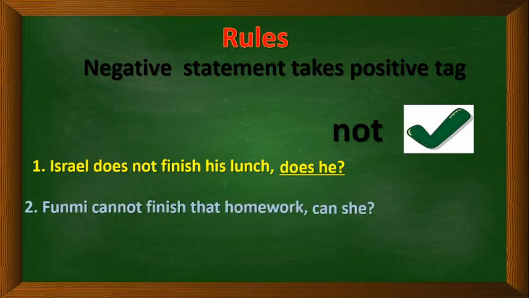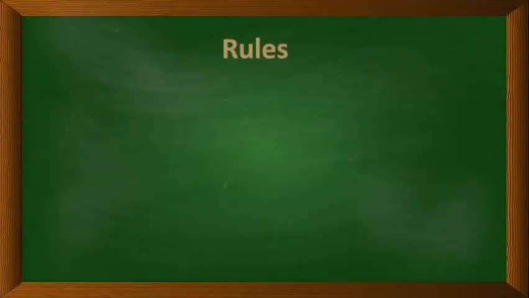Let's go to the next one. Fumi cannot finish that work, can she? You can see there is not in the statement. Therefore, this tag will not have what? The negative particle, not. Can she? Let's move ahead to some other rules.